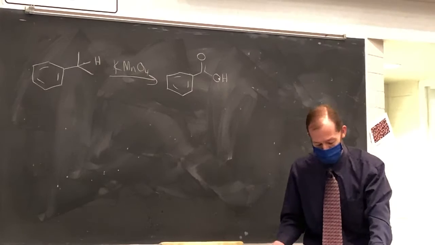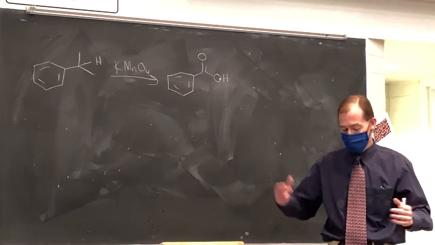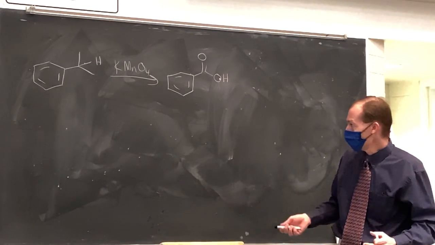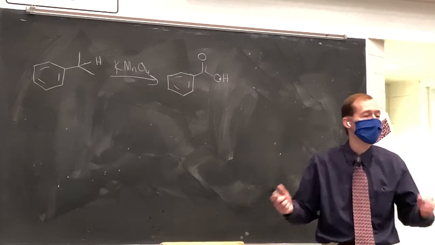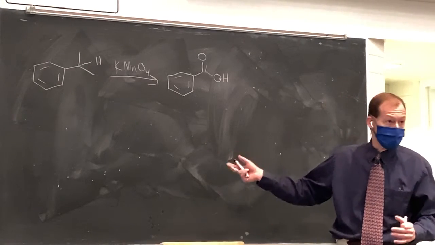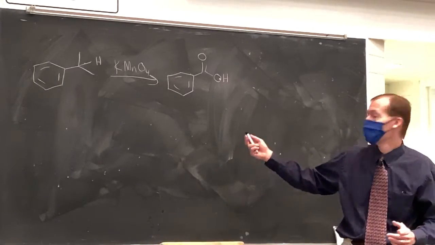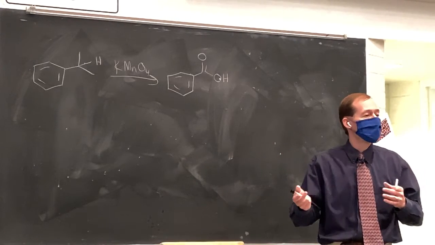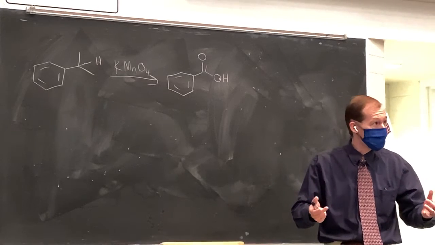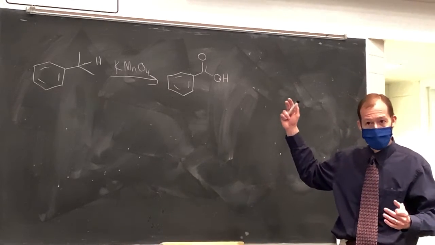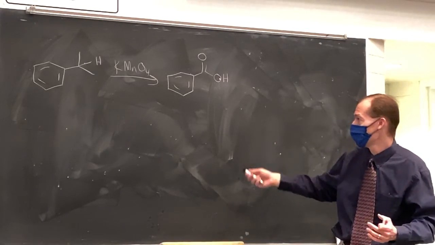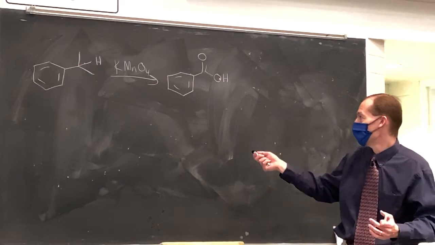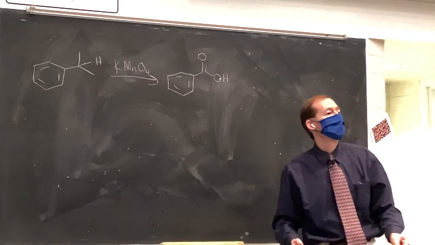benzoic acid derivative. So again, we're not learning a mechanism for this. We're just learning that you have to have at least one benzylic hydrogen in order for this reaction to work. We cannot put a carboxylic acid group on a benzene ring by Friedel-Crafts type chemistry. And so this is a way that we can install a carboxylic acid group: put an alkyl group on, and then oxidize. Any questions?